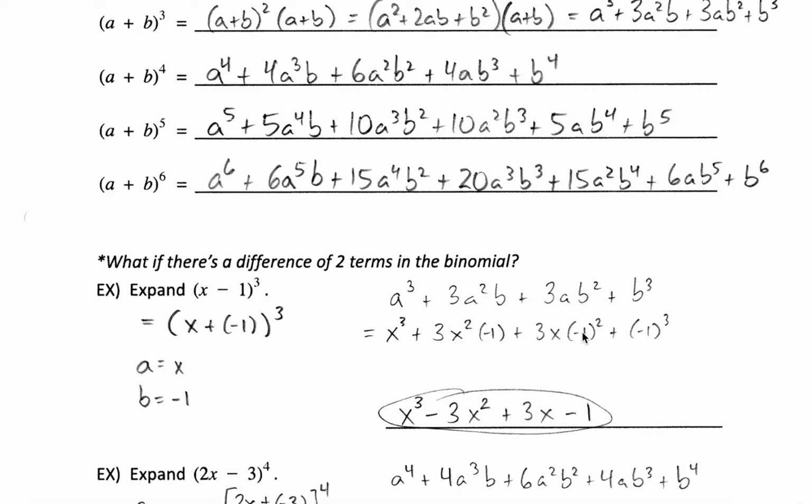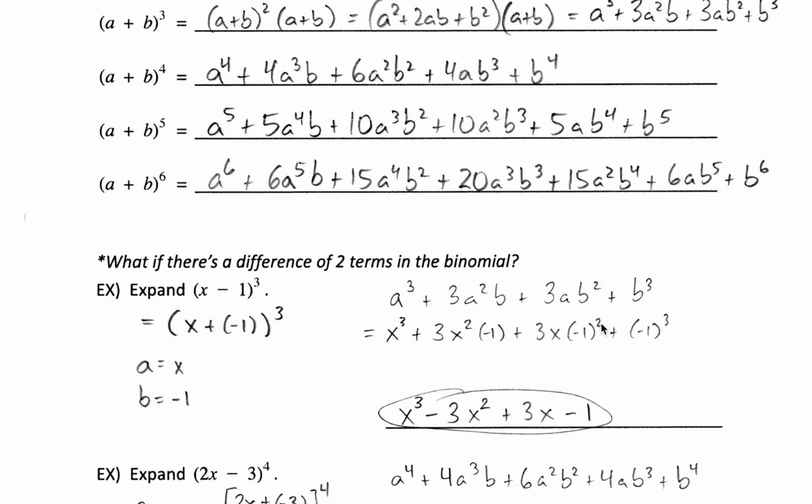So we're going to square negative 1. Negative 1 squared is positive 1. Positive 1 times 3 is positive 3. So we have 3x in our third term there. And then lastly, we're going to cube negative 1. If we cube a negative, it's going to stay negative. A negative times a negative is positive, but times another negative makes it negative.